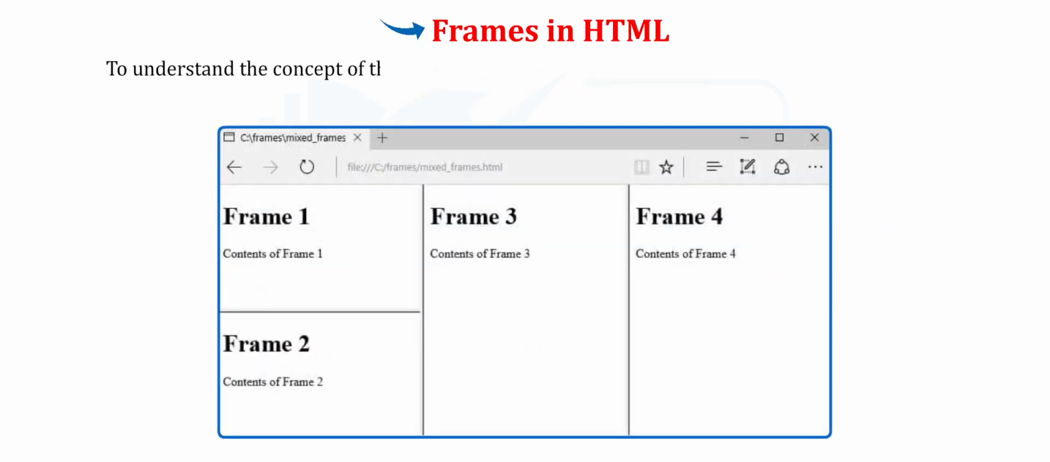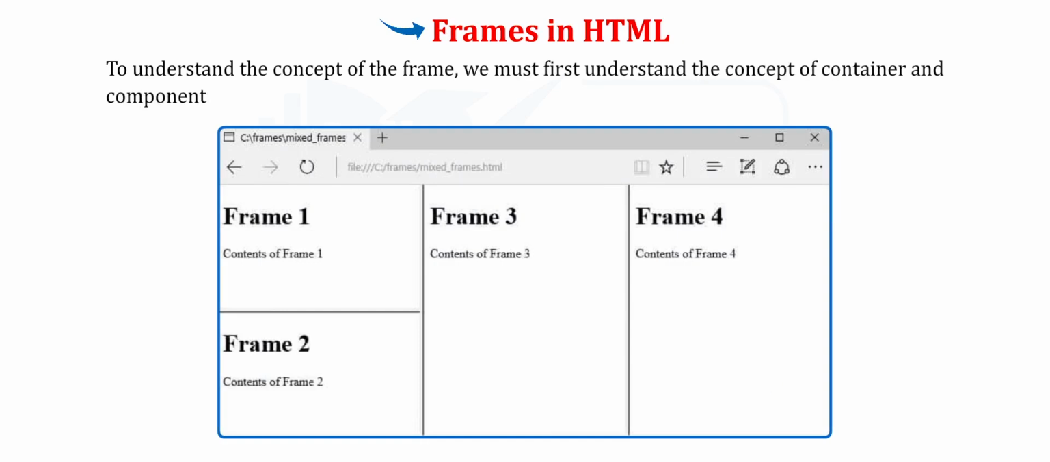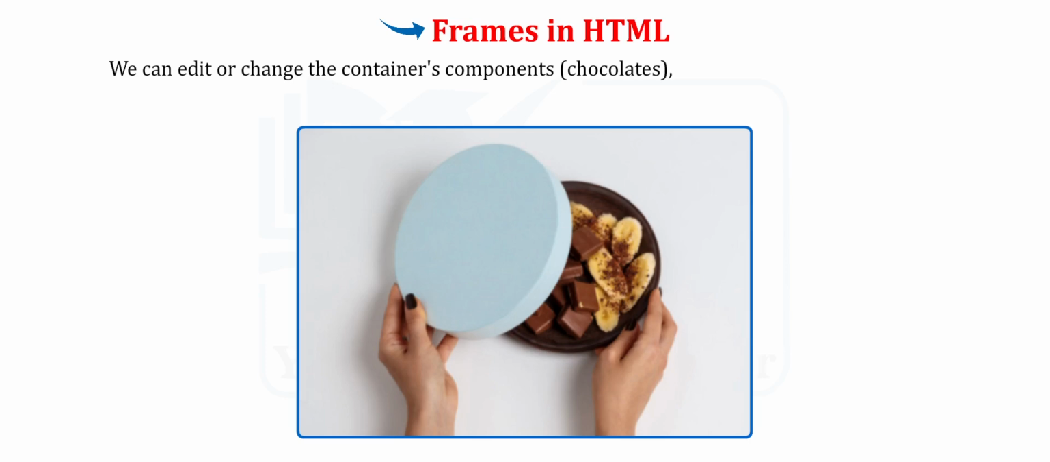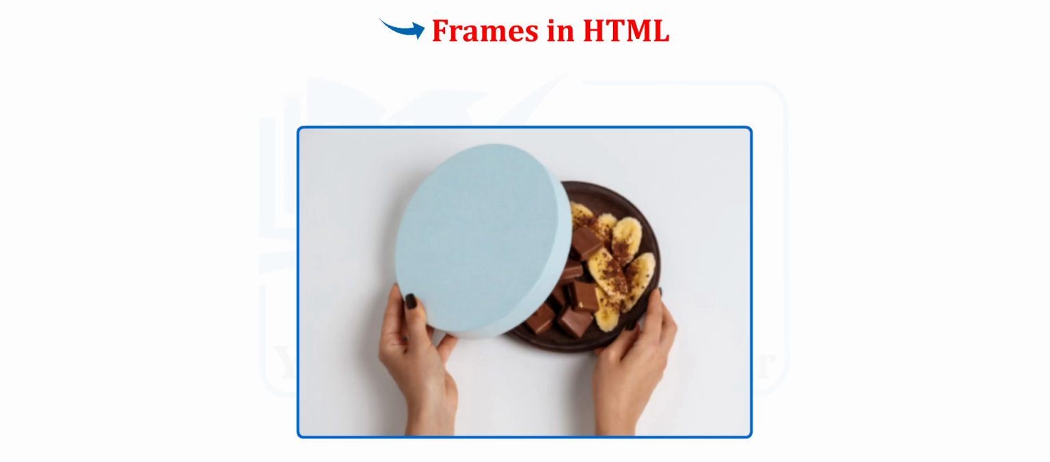Let us understand the frames in HTML. To understand the concept of frame, we must first understand the concept of container and component. A chocolate box is a container, and the small pieces of chocolate are its components. We can edit or change the container's components, the chocolates, according to our needs and requirements. In HTML, we can add a web page within another web page.